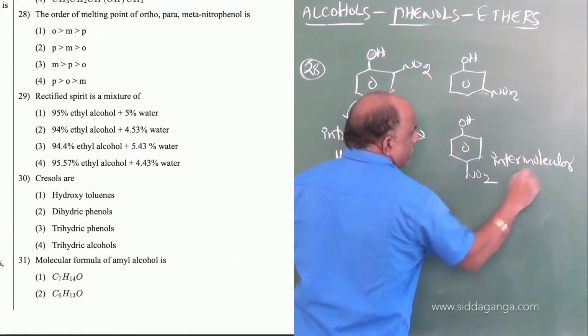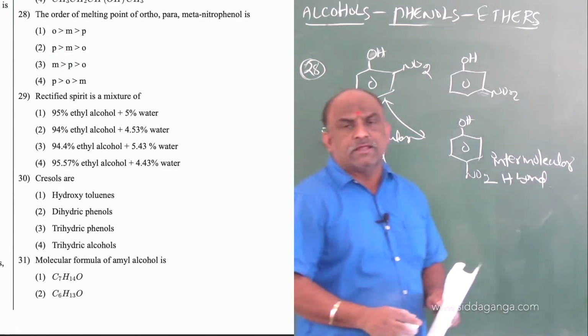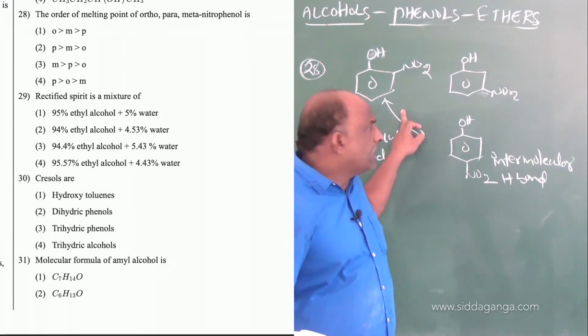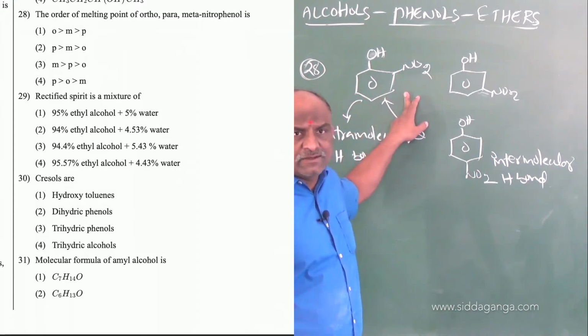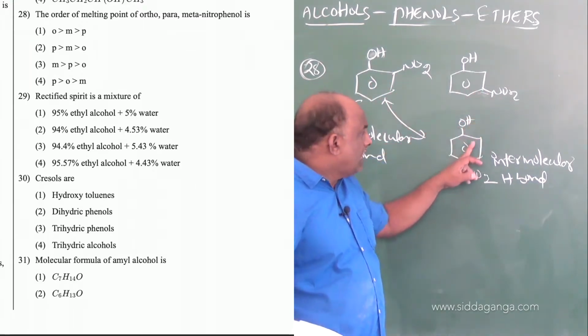Intermolecular hydrogen bonding takes place in paranitrophenol. In orthonitrophenol, there is intramolecular hydrogen bonding. Intramolecular hydrogen bonding makes it steam volatile, with very low boiling point and very low melting point. Then there are metanitrophenol and paranitrophenol.